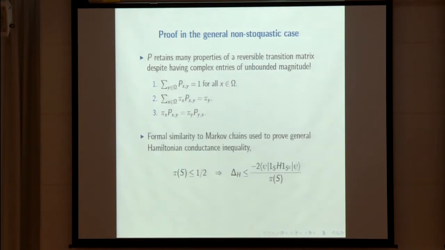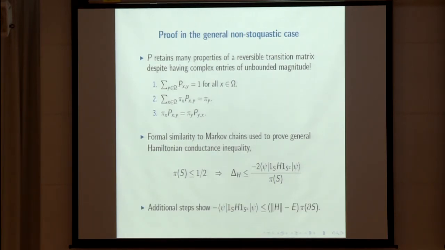So this formal similarity to Markov chains, in my paper, we use this to prove the exact same inequality. Now, if you look at this, psi now contains complex magnitudes and h is complex, so it's not even clear that this thing is real, but it turns out that it is. And some additional steps can be used to show the last piece.